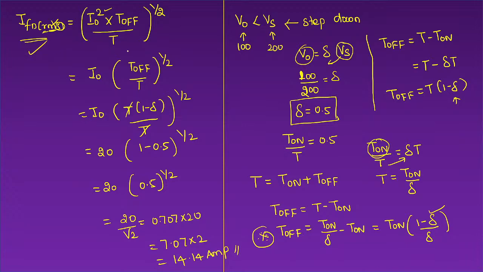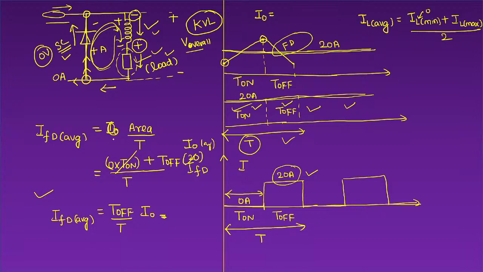diode. Now if I am asking the output average current that is flowing through the freewheeling diode, what will you do? That is also very simple. T off can be replaced by 1 minus delta times T, divided by T. It gets cancelled, into output current I naught. Output current is 20 ampere. 1 minus delta will be equal to 0.5, since delta equals 0.5. 1 minus 0.5 will become 0.5, 0.5 into 20, it will be equal to 10 ampere. So the average value of the output current flowing through the freewheeling diode is 10 ampere.